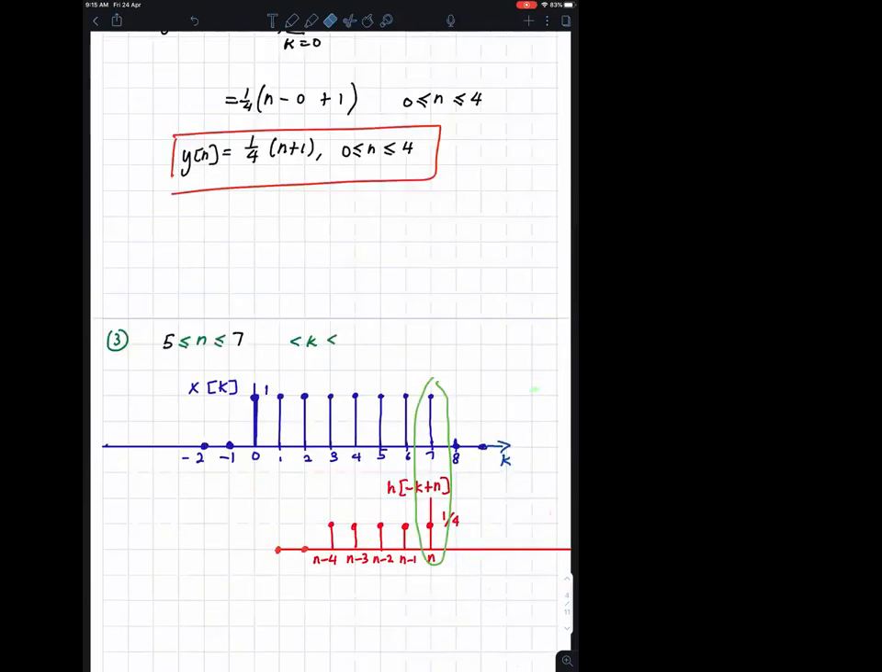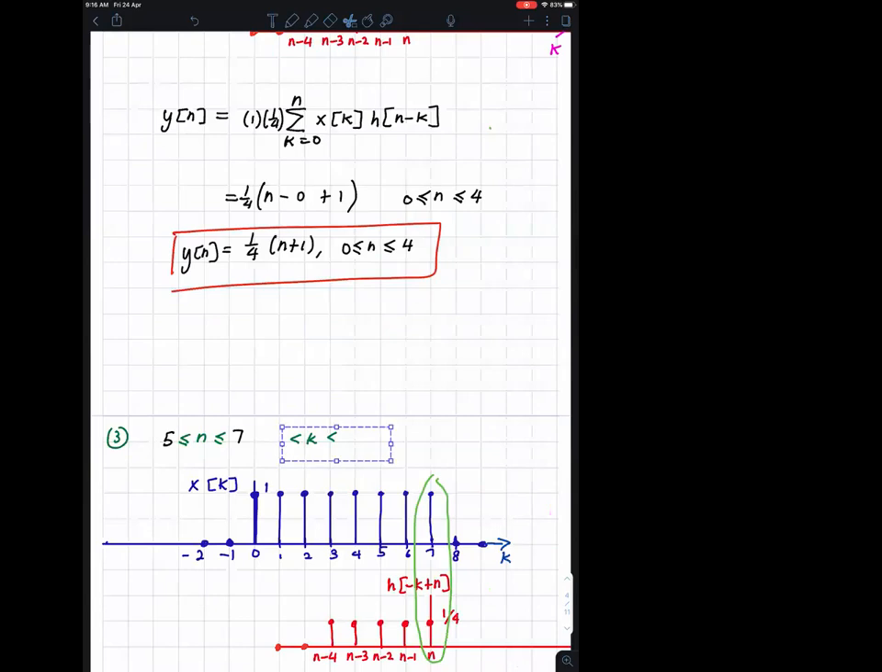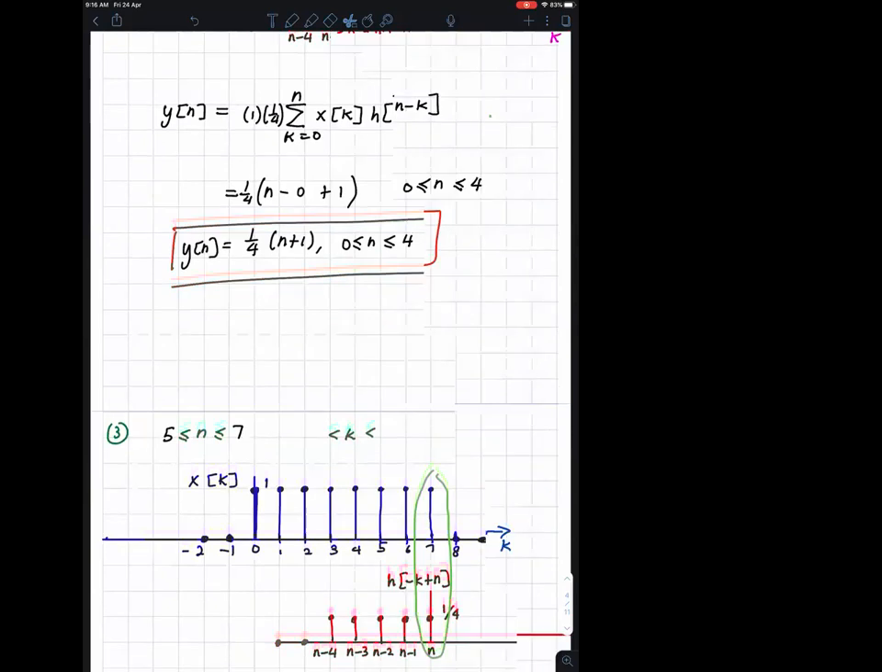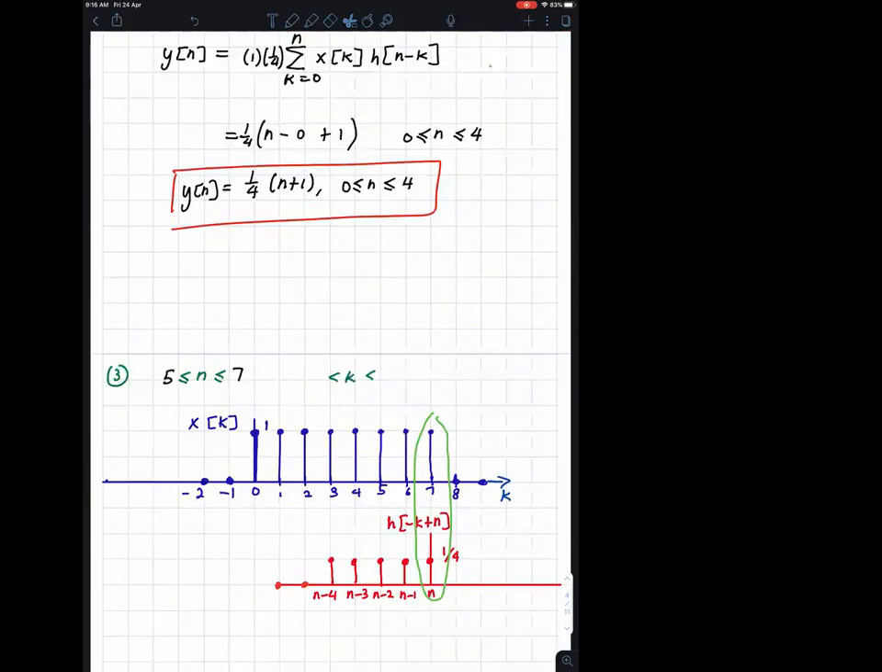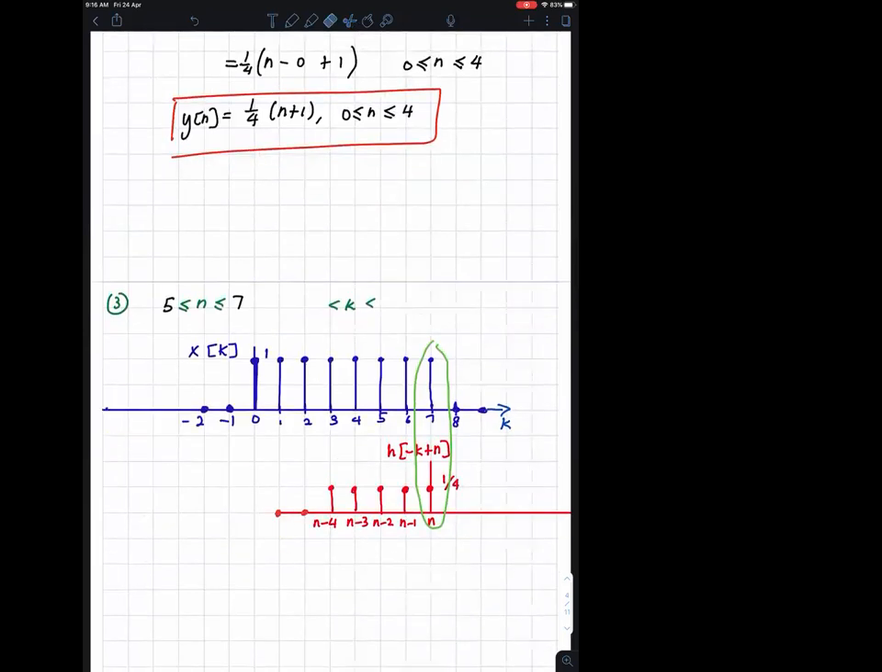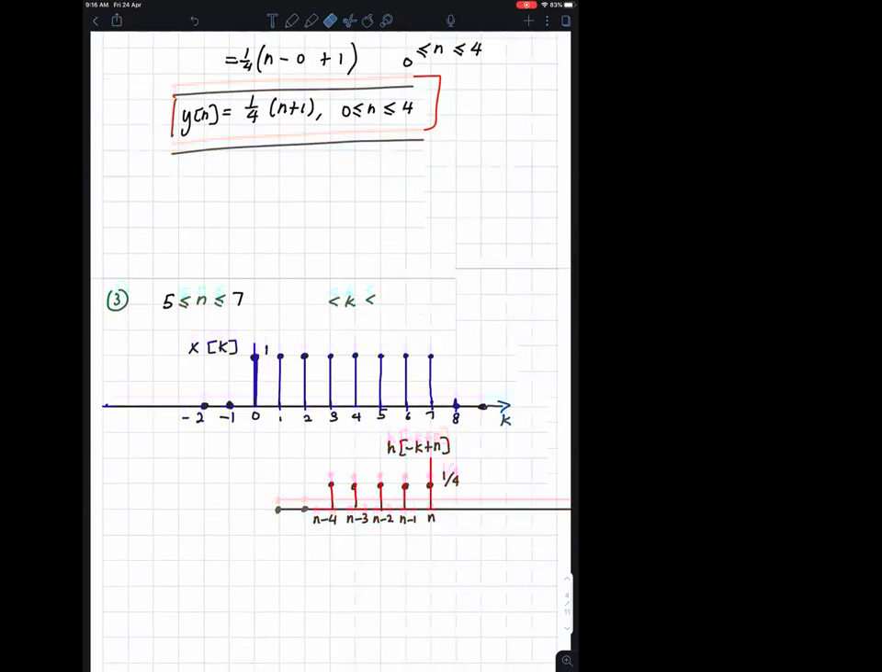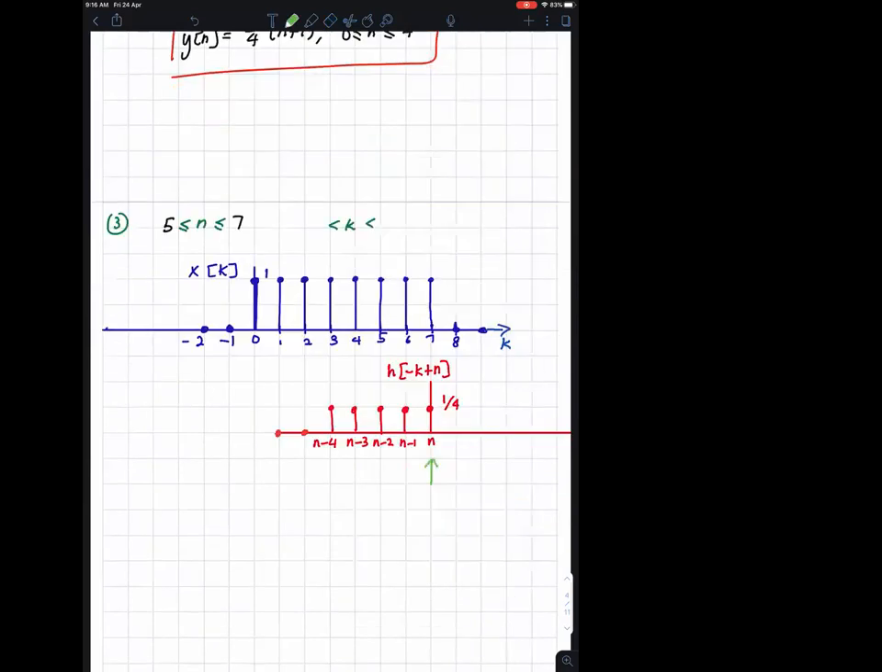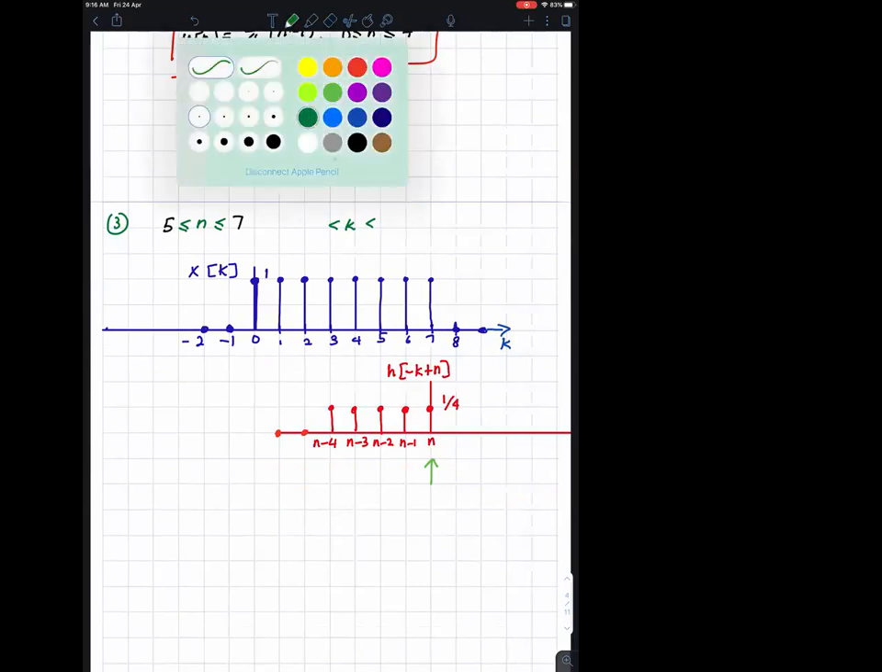So therefore, the limit for k in terms of n, because n decides the maximum value. If n is 4, then the upper limit is going to be 4. If n is 6, then it's going to be 6. So the upper limit is controlled by n.